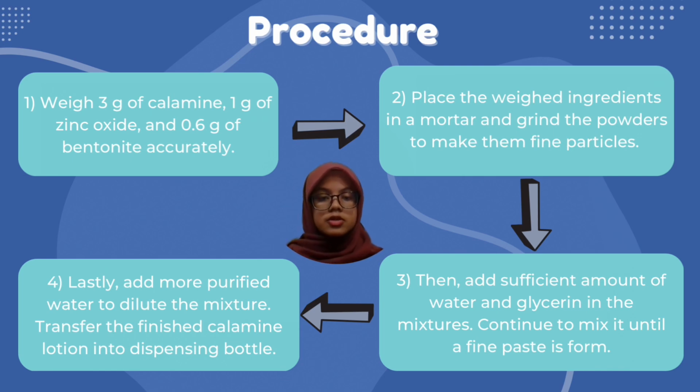Then, add a sufficient amount of water and glycerin to the mixture. Continue to mix it until a fine paste is formed. In this part, we use a graduated cylinder to measure the amount of water and glycerin needed. Lastly, add more purified water to dilute the mixture. Transfer the finished calamine lotion into a dispensing bottle.